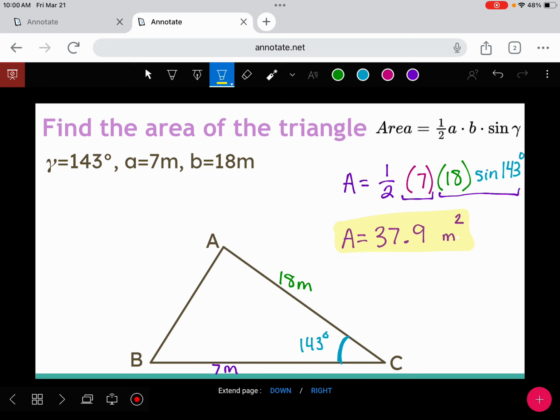Questions on this one? Okay. Yeah, we get a little scared when we start seeing new formulas, but I promise these ones aren't awful.